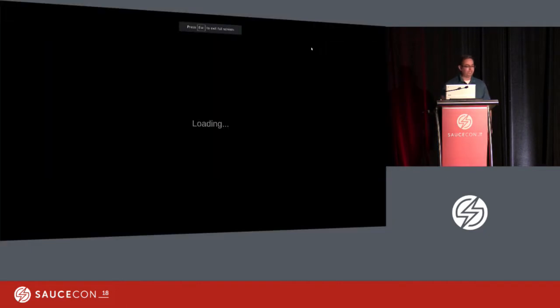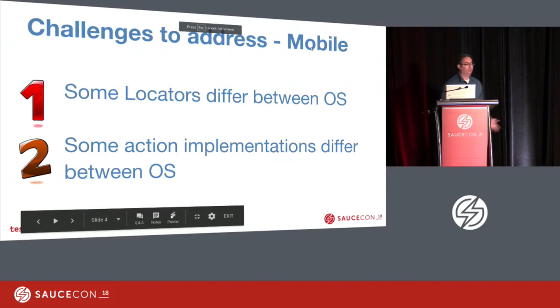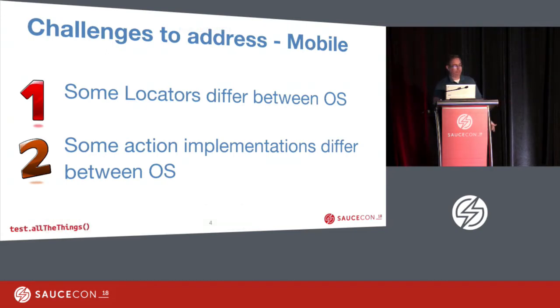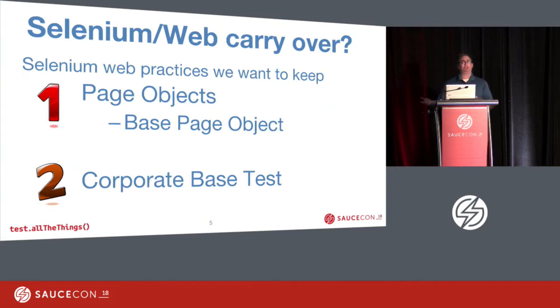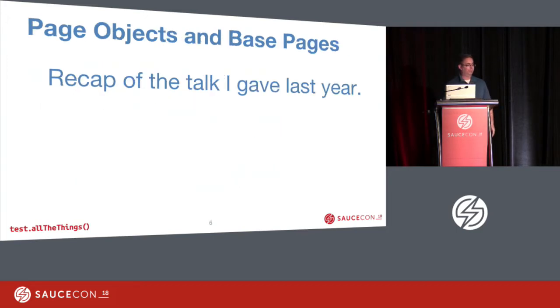So if we go back to our presentation, again, we have our two main challenges that we have to deal with for mobile, right? Locators are different, and implementation is different. There are some things, though, that we want to carry over from our Selenium web days, right? So page objects, and in particular base page objects, and corporate base tests can give us a lot of functionality across our entire organization. And so we definitely want to keep those concepts and carry them forward into our mobile world.